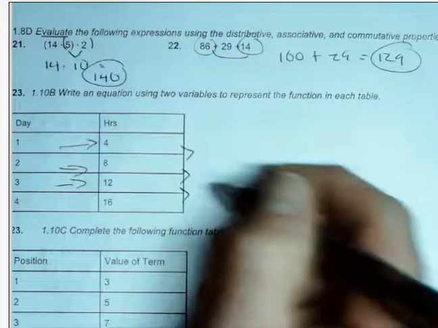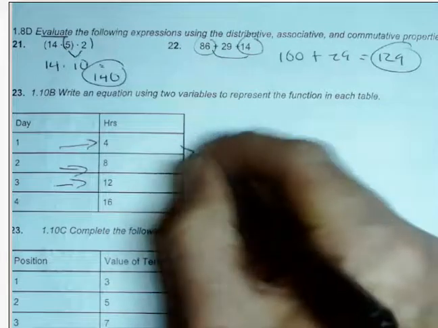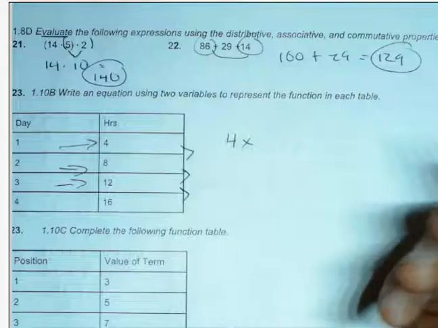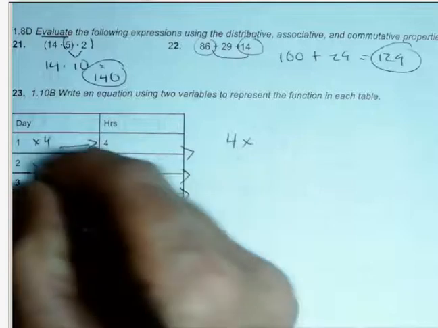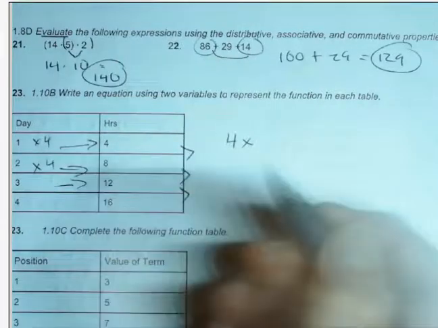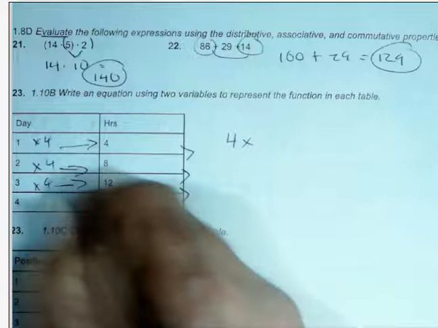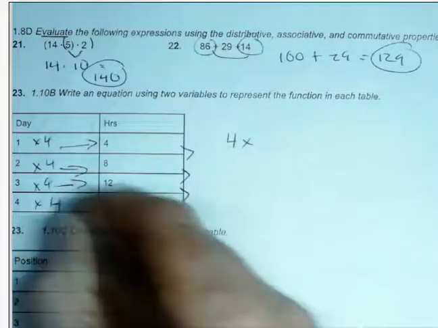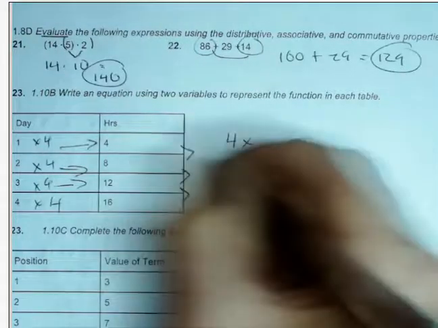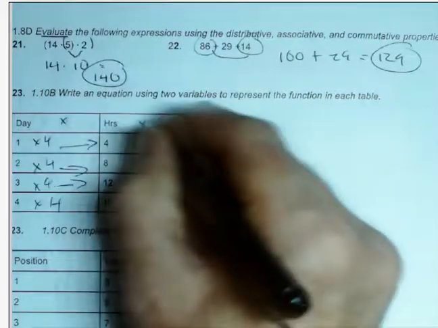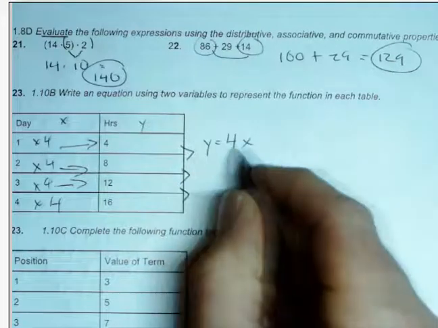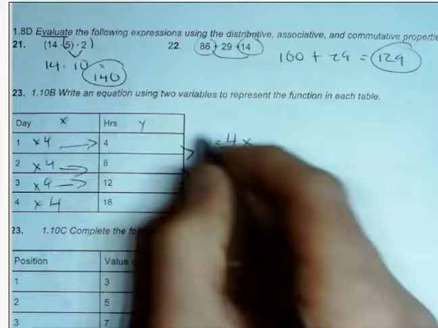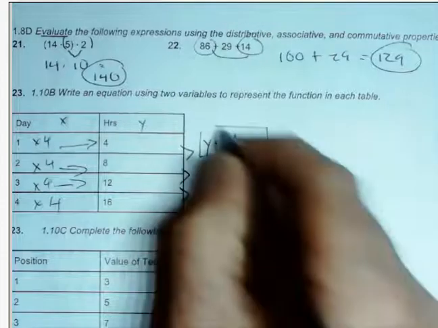Now, the Wootin' Tootin' Cowboy would say that if it goes up by 4 like that, it's 4 times something. So let's just see if 4 times it works. So 1 times 4 is 4. 2 times 4 is 8. 3 times 4 is 12. 4 times 4 is 16. That's it. So this is my x, and this is my y, right? So my y is equal to 4 times whatever the x is. And there's your little equation right there, y equals 4x.